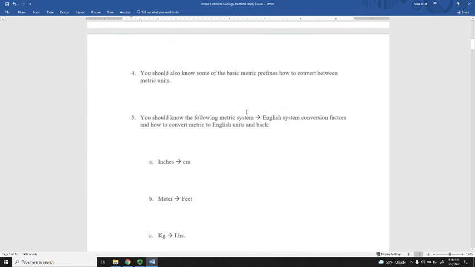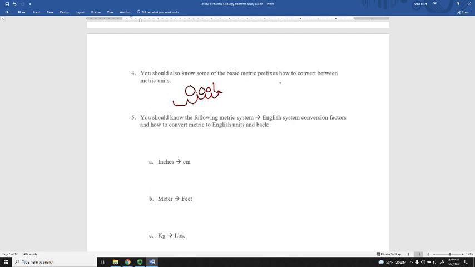So anyway, moving on, you should also know some of the basic metric system prefixes, and how to convert between metric system units. So remember that when you convert between metric system units, it's always just a matter of moving the decimal. So maybe you're moving the decimal like this or whatever. That would be 3 jumps, or maybe you're moving it to the left. Okay, whatever it is, you're usually just making the decimal point move, and that's all you're doing with metric system conversions. Okay, when you go metric to metric.